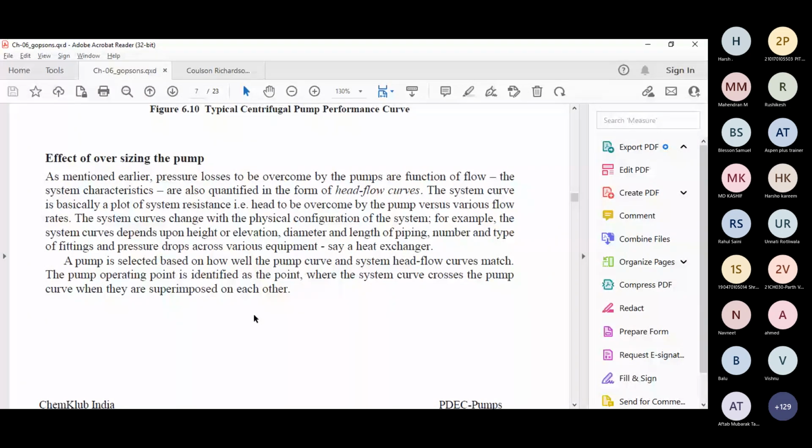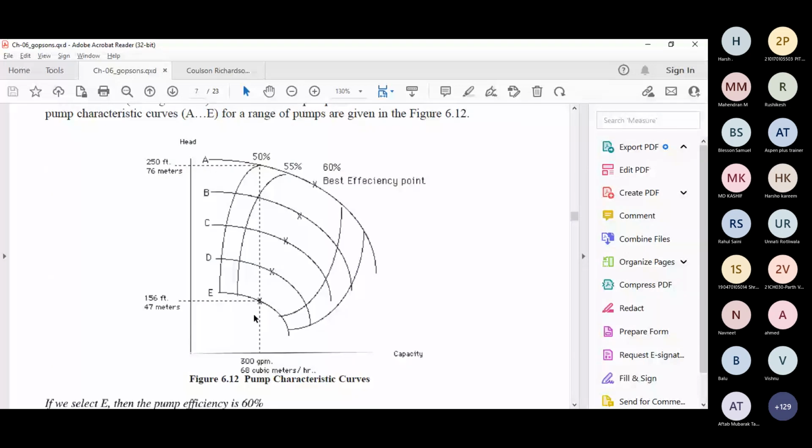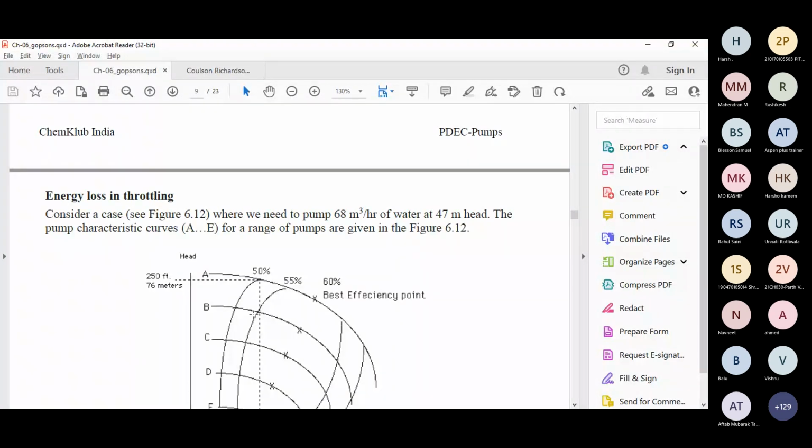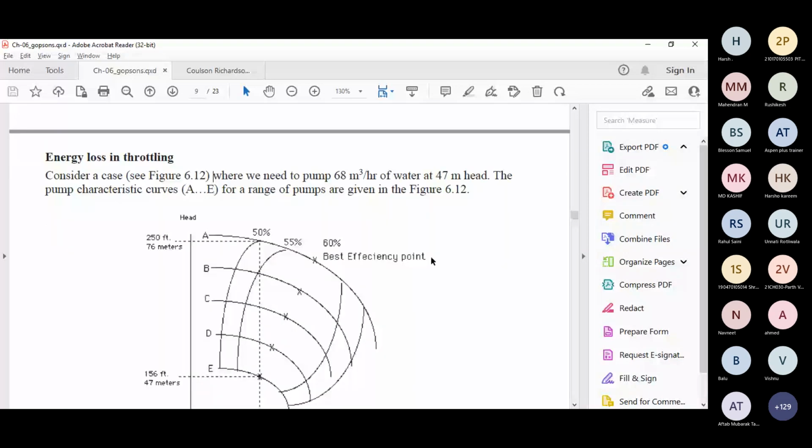Let us see one other case study. Suppose in this case study, we require a 68 meter cube per hour flow rate of water at 47 meter head, right? There are different characteristic curves available. You have A, B, C, D, E, 5 different curves, which means 5 different pumps. Out of these you have to select one for your requirement of 68 meter cube flow rate and 47 meter head.